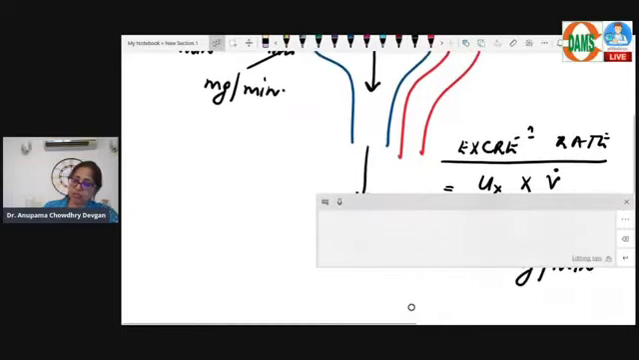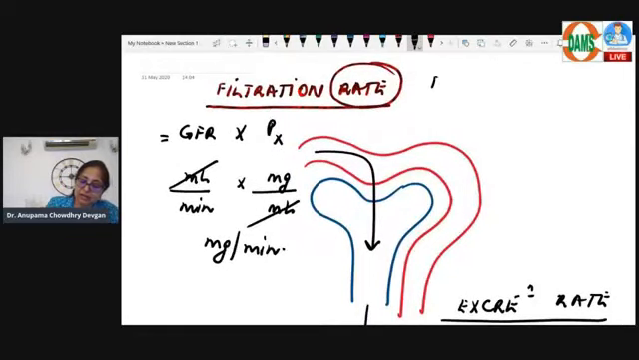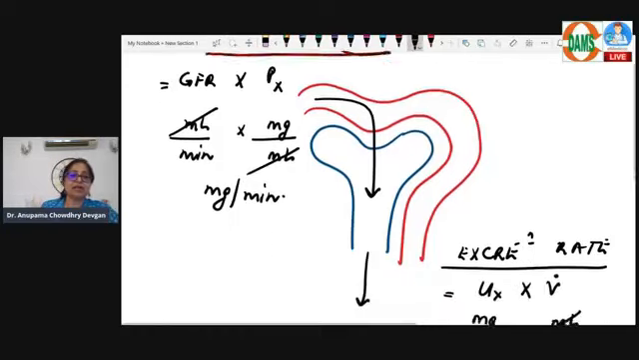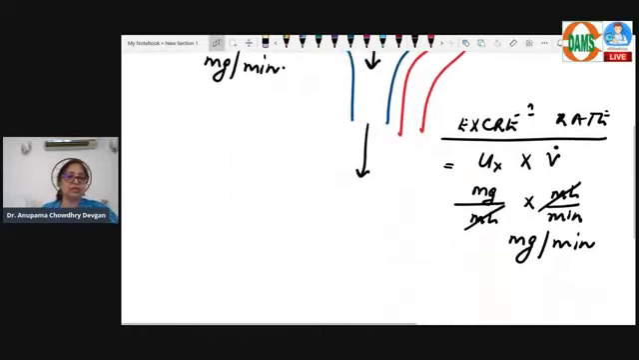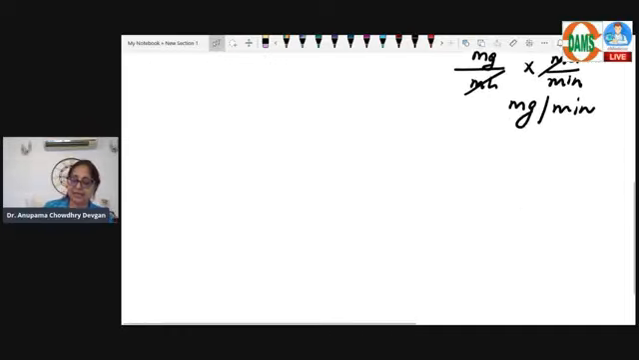So this is the filtration rate and the excretion rate. Yes, the filtration rate is also known as the filtered load. Absolutely the same thing. Filtered load or filtration rate would mean the same thing: GFR into plasma concentration of that substance. How do you calculate the excretion rate? Urinary concentration of that substance into the rate of urine flow. And both are rates, so both are going to be per unit time.